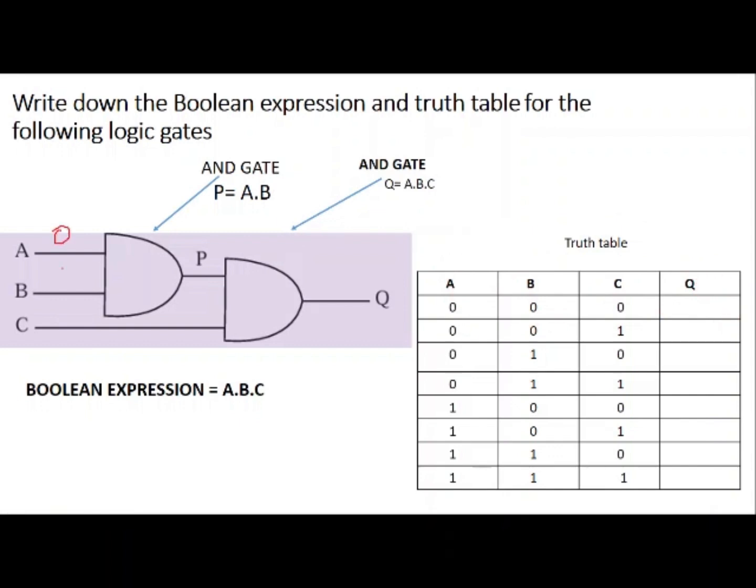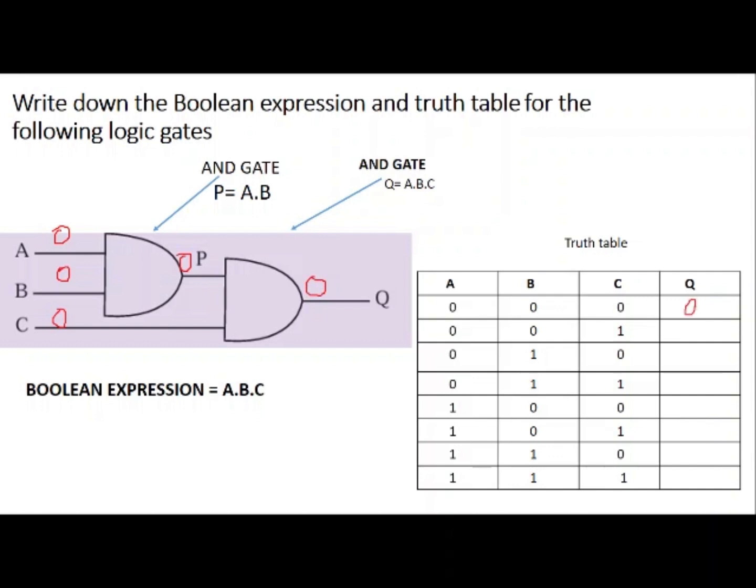A is 0, B is 0 and C is 0. When A and B are 0, what is the AND gate? AND gate truth table, I told you in the previous video, all the inputs should be 1 to get the output as 1. So here 0, 0 would result in 0. So P is the input of Q and C. So 0, 0 would result in 0. So here the result would be 0.